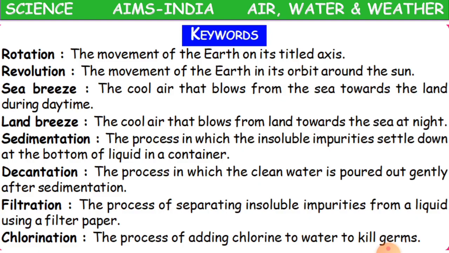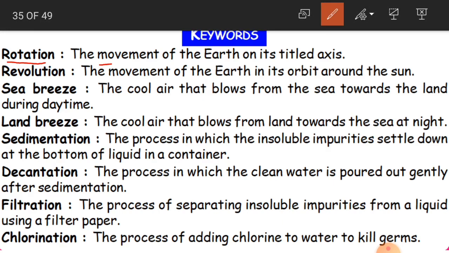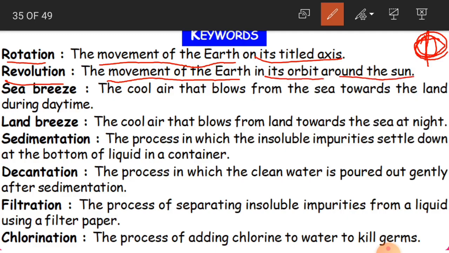Like rotation. What does rotation mean, children? These are the meanings. The movement of the earth on its tilt axis. If this is the earth, you have got a tilt axis, and the earth is going to rotate around itself on its tilt axis. This is known as rotation. Clear? Now, revolution. What is revolution? The movement of the earth in its orbit around the sun. The movement of the earth, but where?